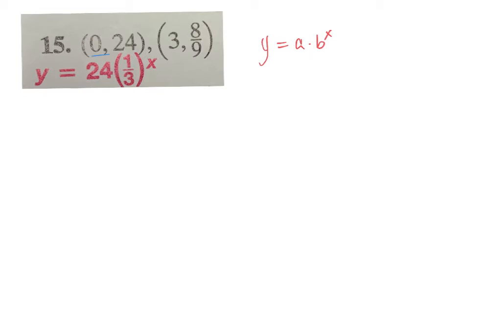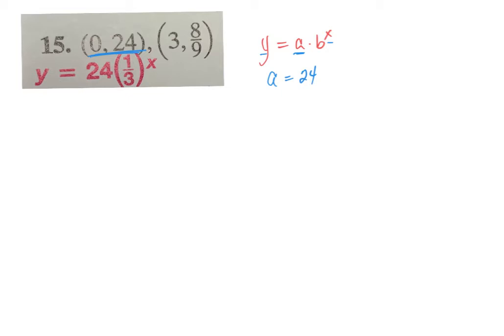Now, they gave us our initial right here. Anytime your x is 0, you have your initial condition, which is your a. You automatically know your a if they give you 0 as an x value. Because if you plug in a 0 for x, that's a 1. Plug in the 24 for y, you're going to get a equals 24. So as soon as they give you a 0, you automatically know that a is 24. You don't have to solve for it.